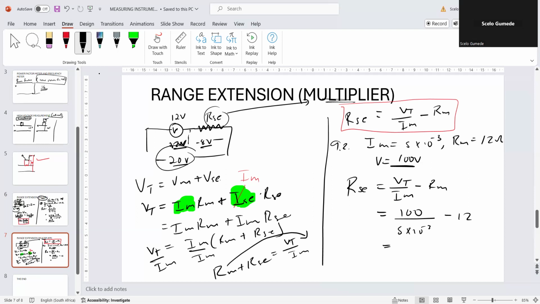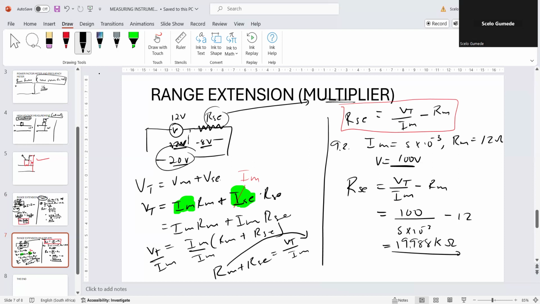Now let's get that one. Allow me also to punch it. Please confirm it with me. 100 divided by... it's a very high value. I get 19,988 kilo ohms. That's the value that I'm going to put in series in order for it to be able to absorb the extra voltage. Okay, that's how I do that.